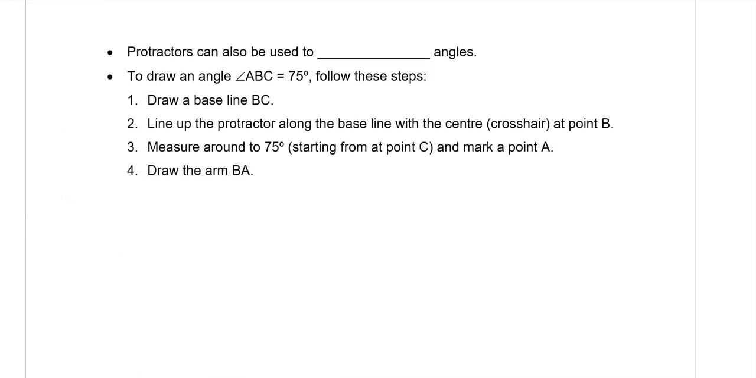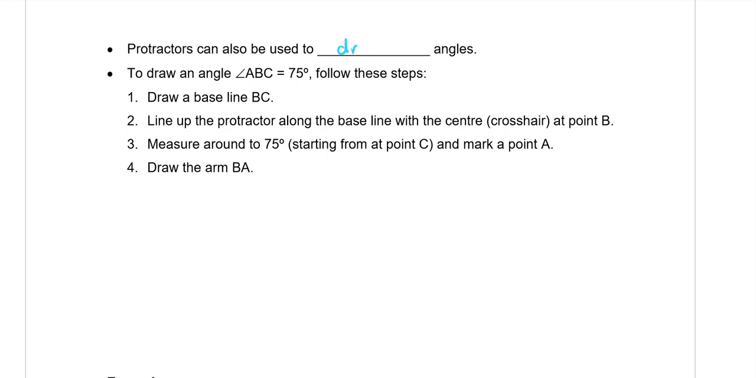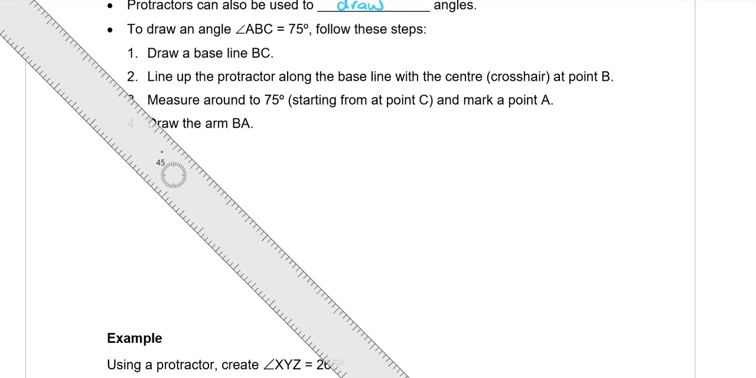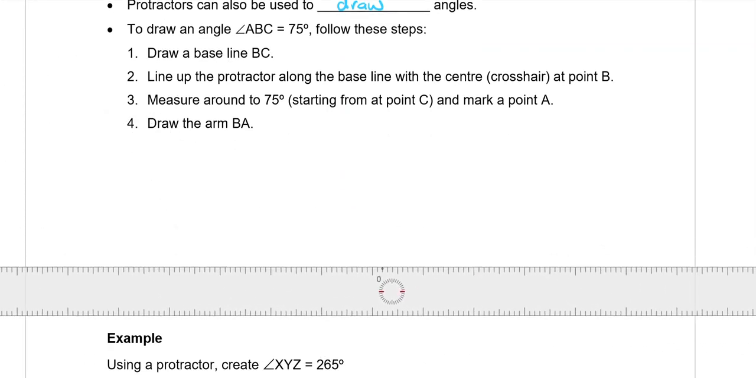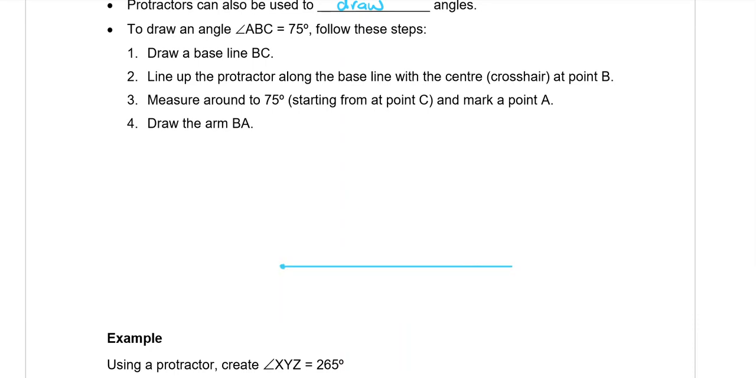Protractors can also be used to draw angles. Again, this is going to be tricky for me to show without a protractor that I can bring up on the screen. But to draw an angle, we're going to draw angle ABC, which is equal to 75 degrees. We're going to follow these steps. First of all, we're going to draw a baseline, which is the line BC. So here's my baseline, and I'm going to put the B at the center, and this is going out to point C.